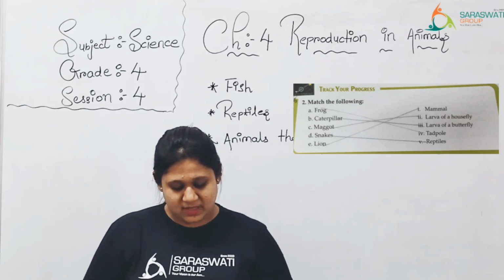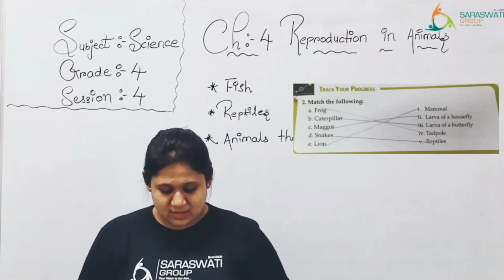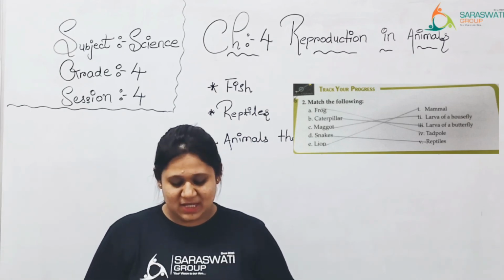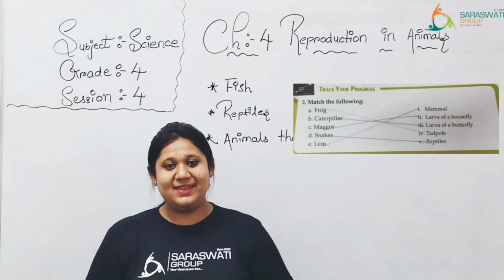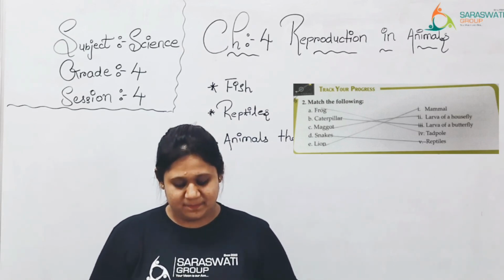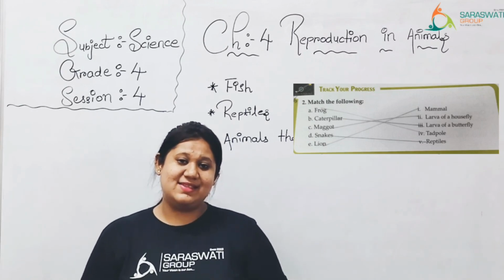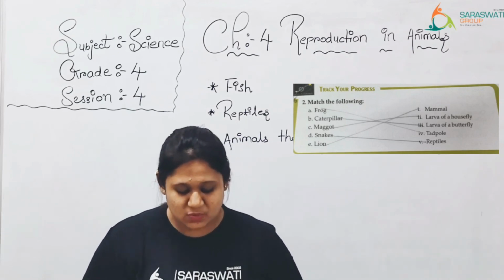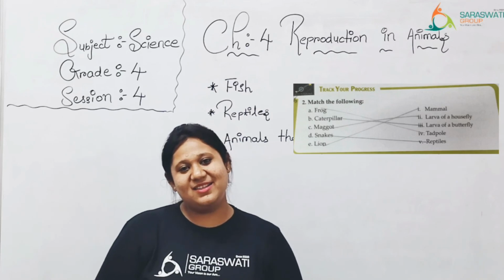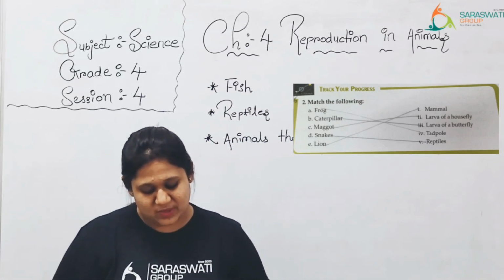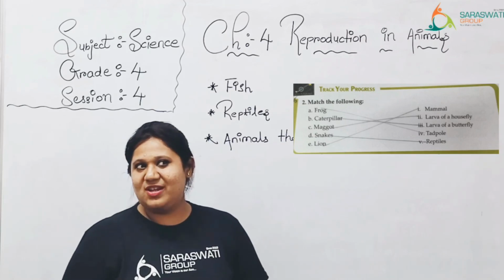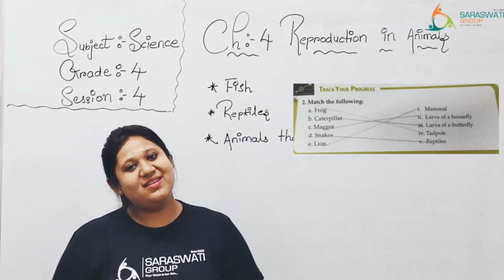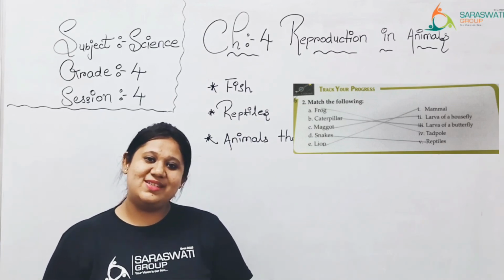Clear? Now C, maggot. Maggot is the larva of a housefly, right? Then we are supposed to match C with number 2. Done? Now D. Snakes. Snake is a what? Snake is a reptile, right? And we are supposed to match D with number 5. Done? Now last one E. Lion. The lion is a mammal. And we are supposed to match E with number 1. Clear? I hope so you understand matches.